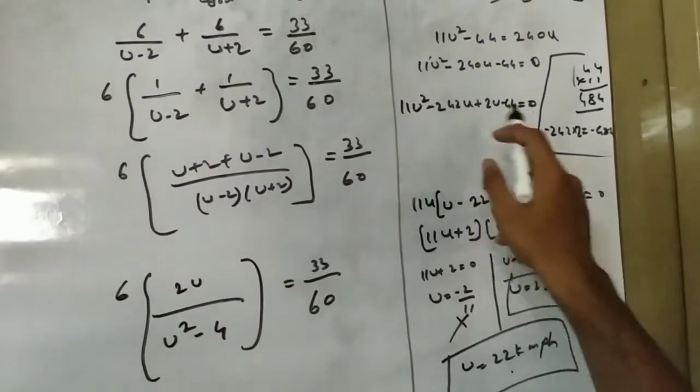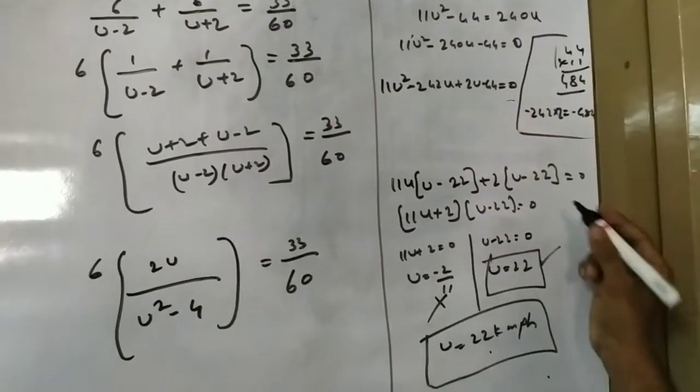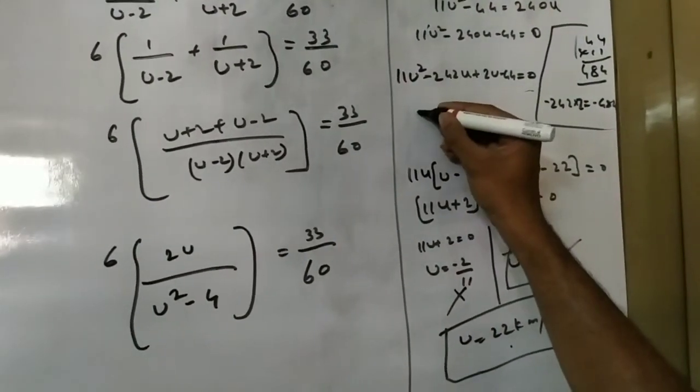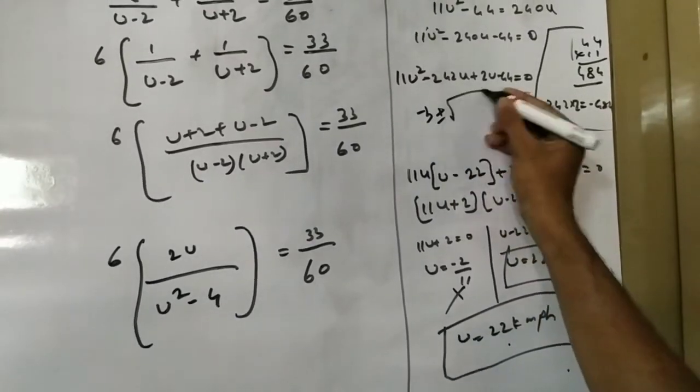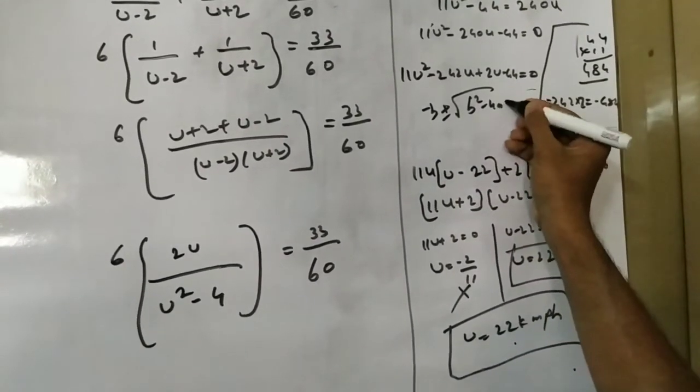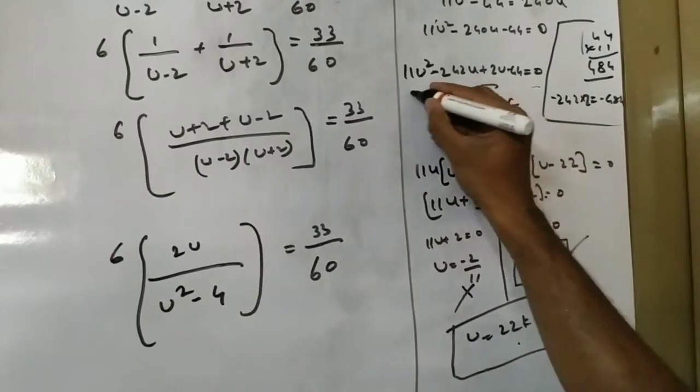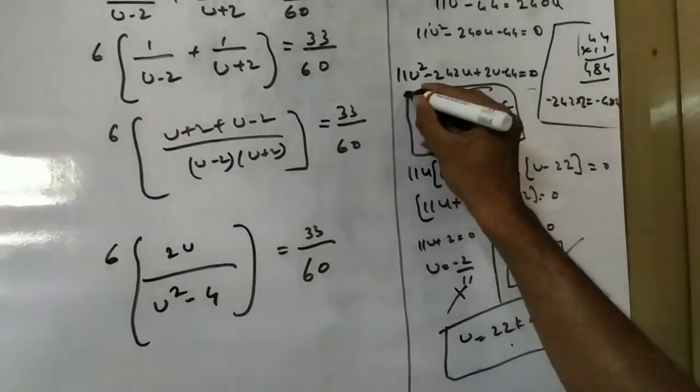In order to find the factors, we can also use the formula minus b plus or minus root of b square minus 4ac, by 2a. In this way also we can find the roots.